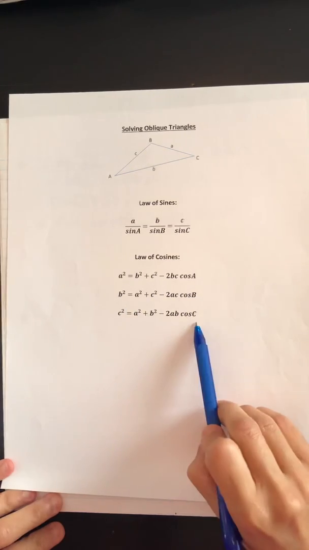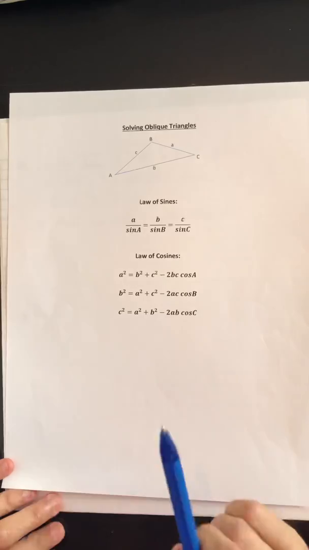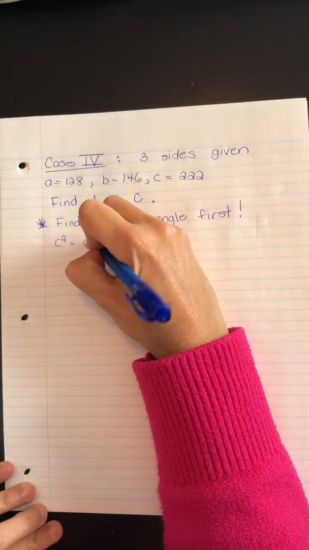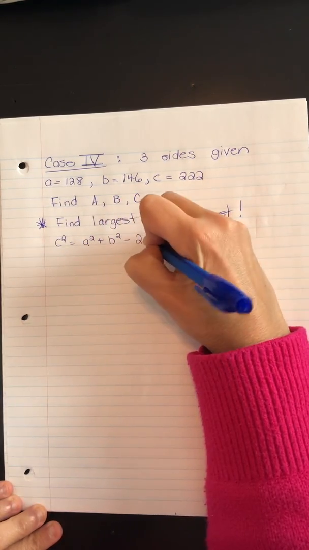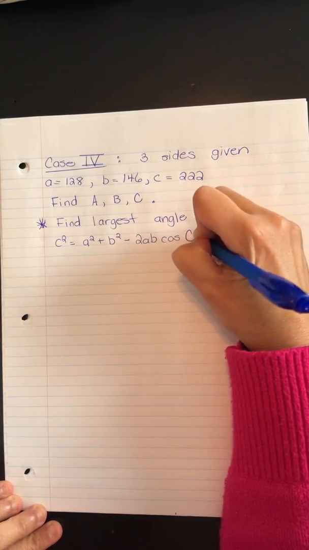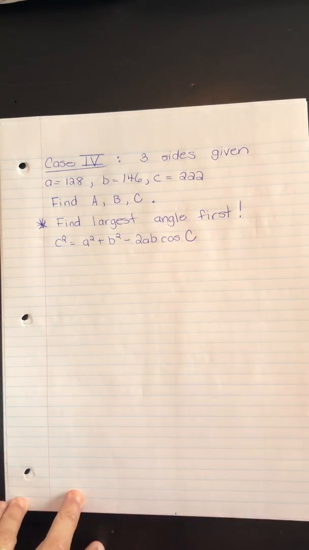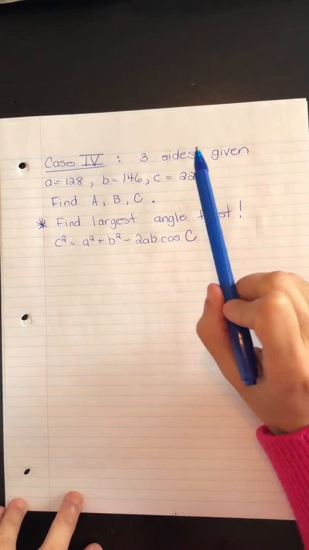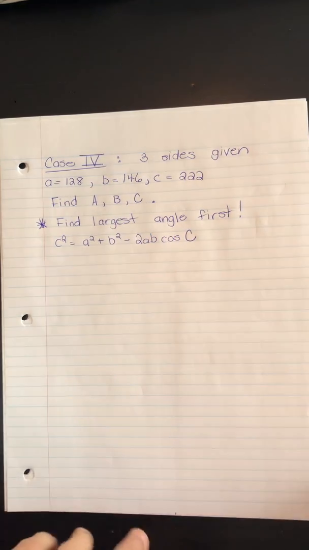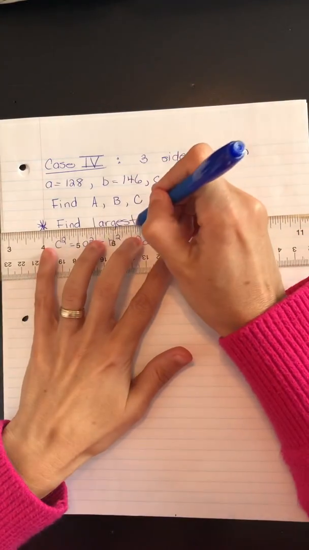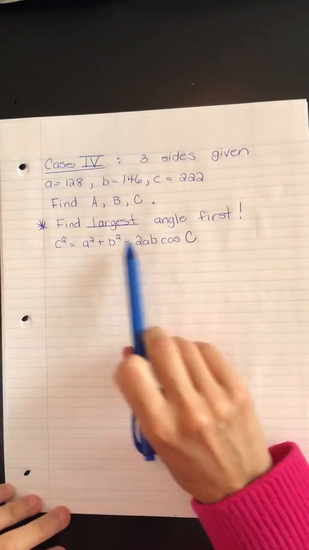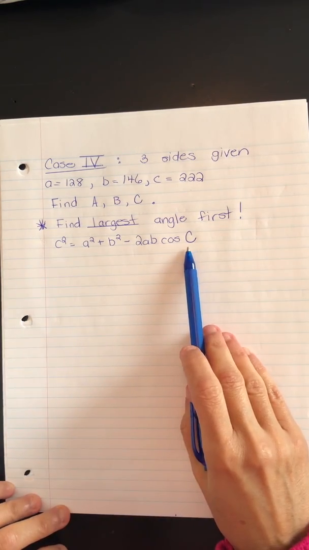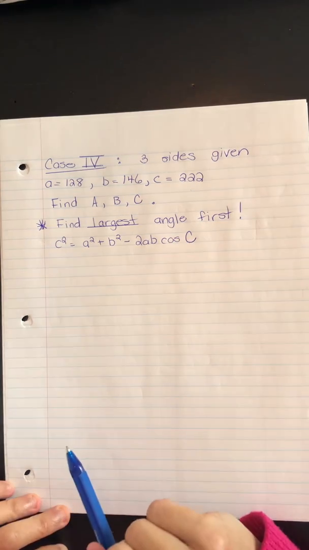Therefore, we use this third option for the law of cosines. Okay, so we are going to be using this last version since we have to find angle C first, since it is the largest. Okay, I'm going to show you how to rearrange this formula in order to isolate the cosine of angle C.